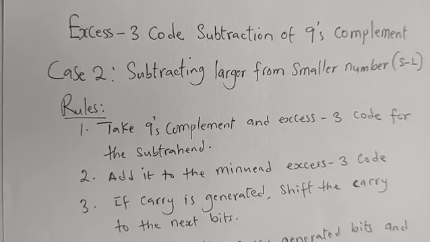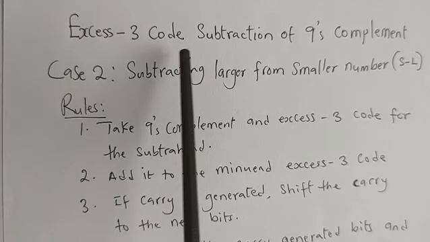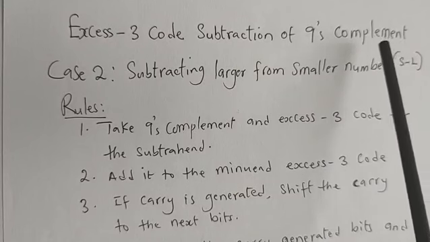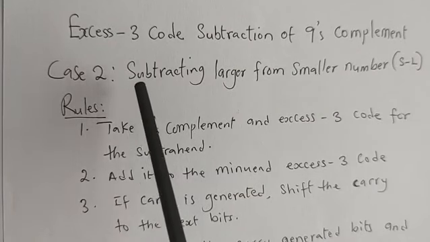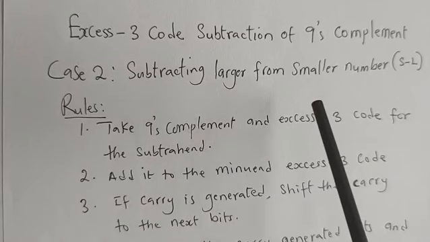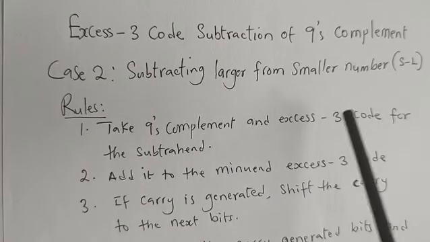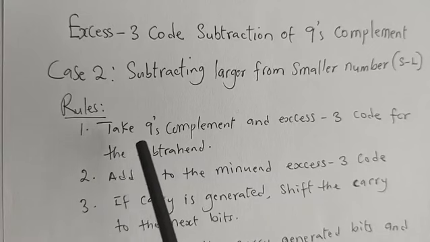In today's video we're going to be talking about the excess 3 code subtraction of 9's complement. In this video we're going to be considering case 2, which is to subtract a larger value from a smaller value. Now let's go over the rules.